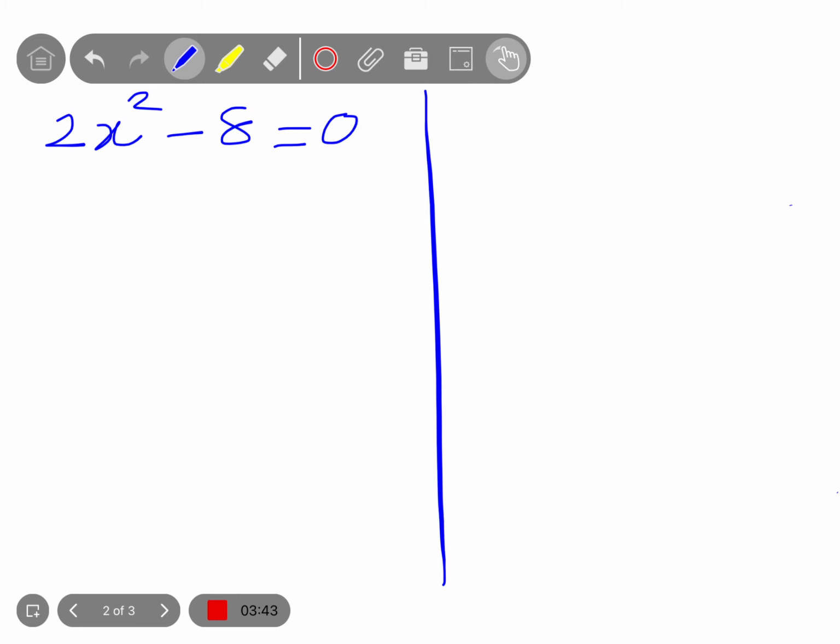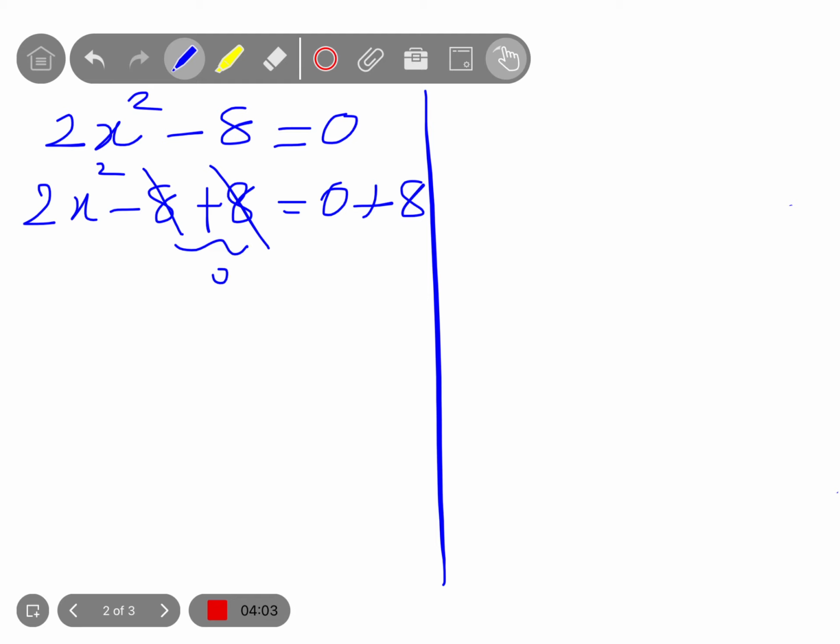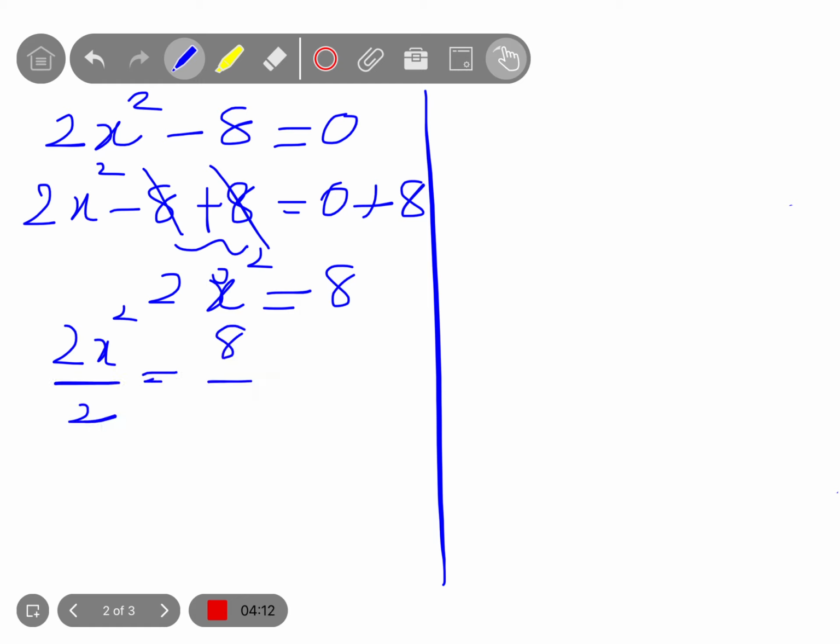One obvious way is 2x square minus 8, you add 8 both sides. Why do you add 8 both sides? Because we want to nullify this. Minus 8 plus 8 is like giving someone 8 rupees and taking back 8 rupees, which doesn't mean anything. That means you haven't lost or gained anything. So then that becomes 0. So 2x square plus 0 is 2x square, and 0 plus 8 is 8. Then we can divide both sides by 2. Why do I divide that by 2? Because I want to nullify this 2. So 8 divided by 2 is 4.